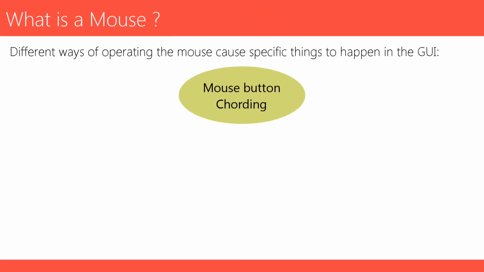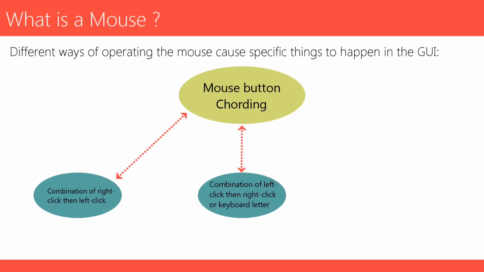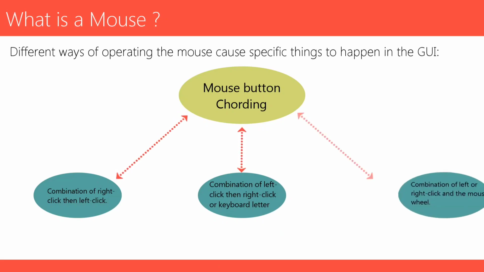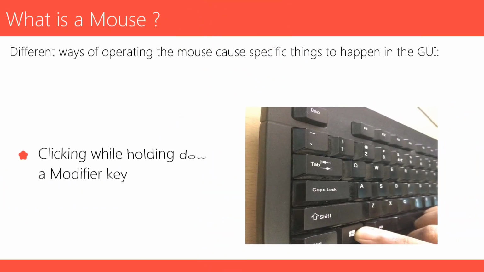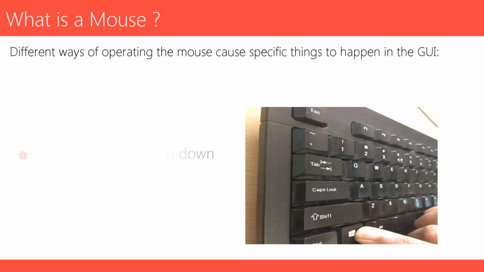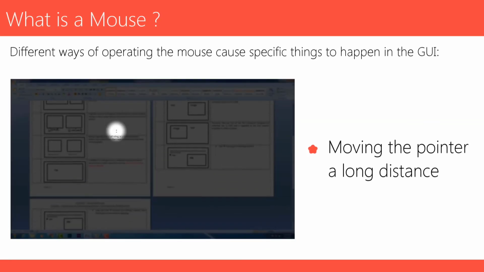Mouse button chording: combination of right click, then left click; combination of left click, then right click or keyboard letter; combination of left or right click and the mouse wheel. Clicking while holding down a modifier key, moving the pointer a long distance.